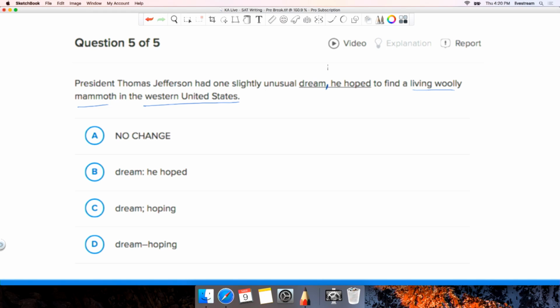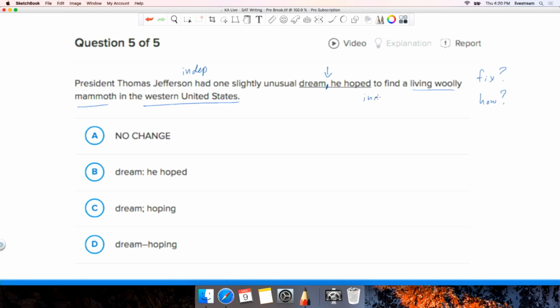And so I want to look at this comma and see if there is something to fix, and if so, how would I fix it? Well, let's take a look at the first part of this sentence first. President Thomas Jefferson had one slightly unusual dream. That one's an independent clause. That seems right. Comma, he hoped to find a living woolly mammoth in the western United States.